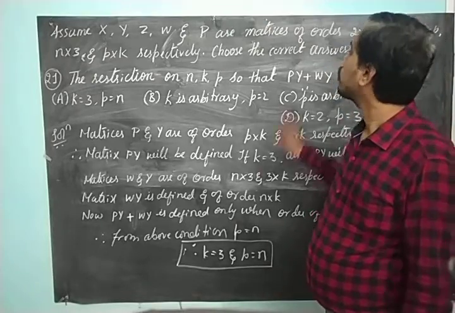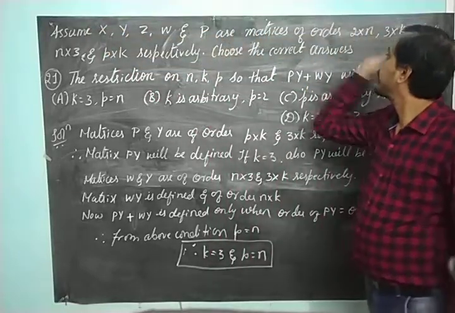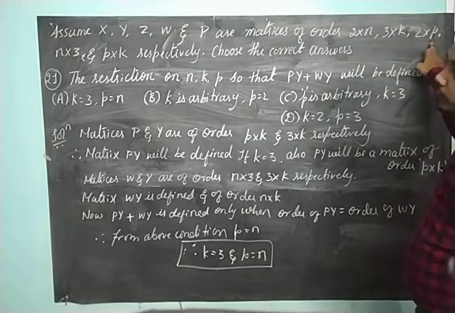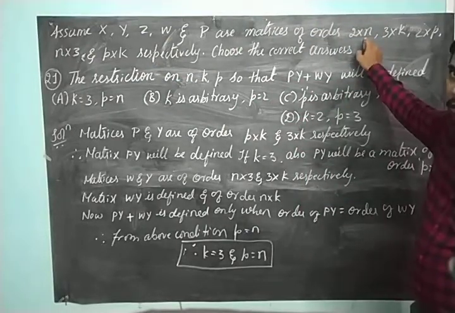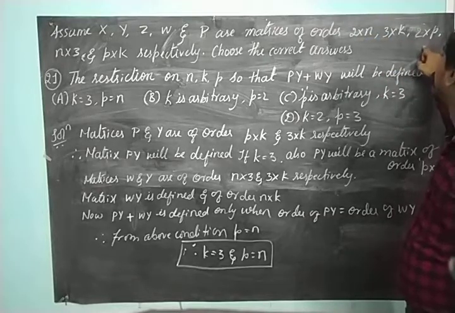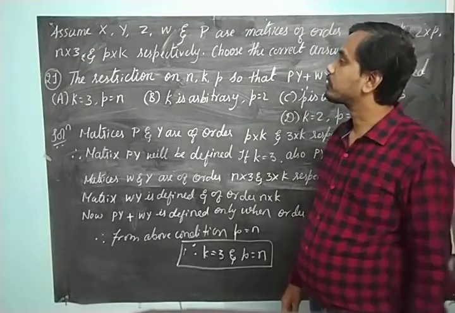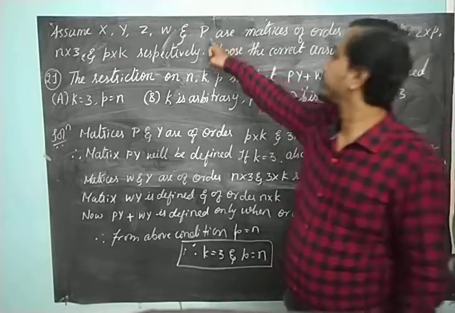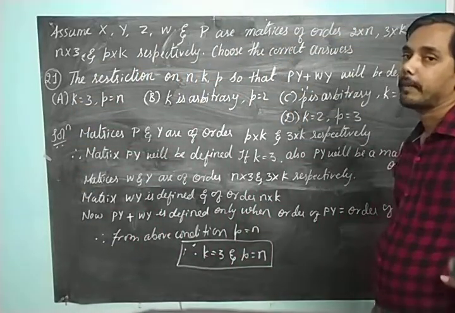So what are this P, Y and W? They have given it here. X, Y, Z, W and P are the matrices of order 2 × n, 3 × k, 2 × p, n × 3 and p × k respectively. That means order of matrix X is 2 × n, order of matrix Y is 3 × k, order of matrix Z is 2 × p, order of matrix W is n × 3 and order of matrix P is p × k. Capital P represents the matrix, small p represents the order, that is, rows of the matrix P.